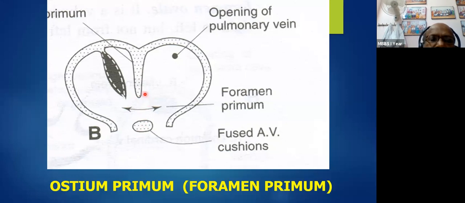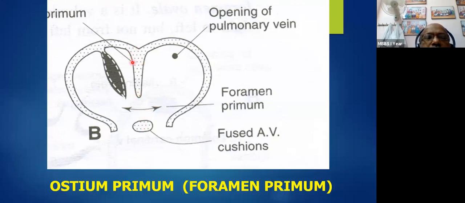Suppose there is any defect in the descending down of the septum primum to the septum intermedium, this opening may persist. That may lead to atrial septal defect. If there is failure of descent of the septum primum to the septum intermedium, this opening may persist. That is called ostium primum type of atrial septal defect. Ostium primum type or foramen primum type of atrial septal defect. Now normally it is getting fused.